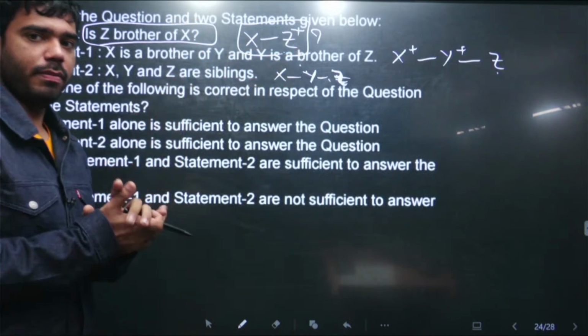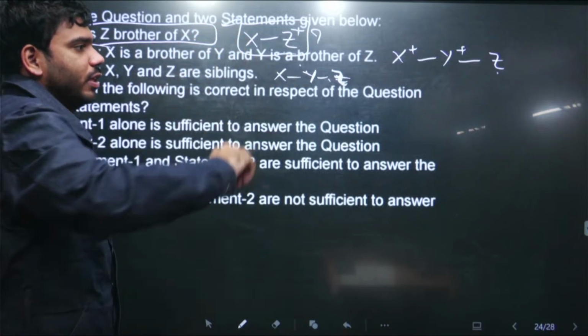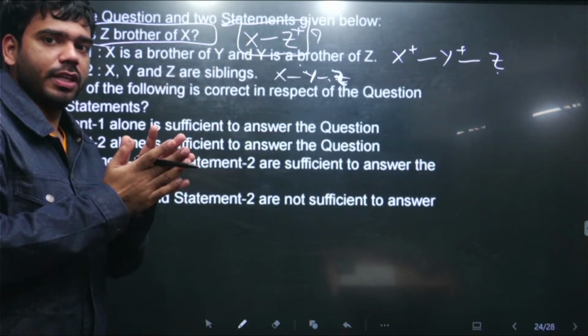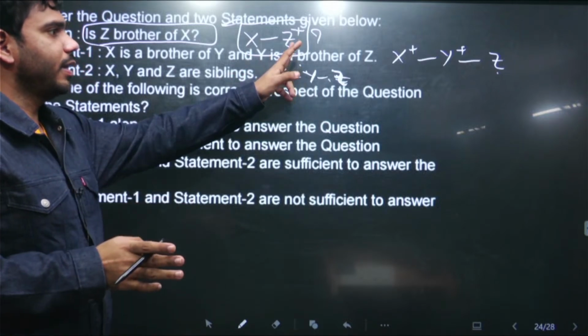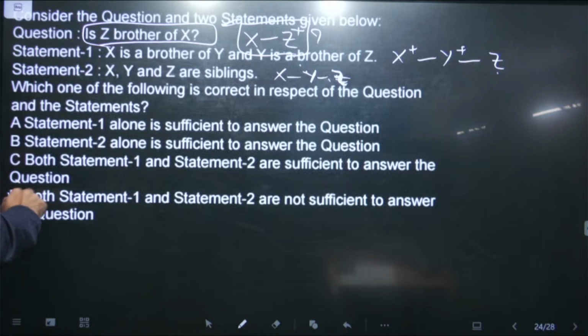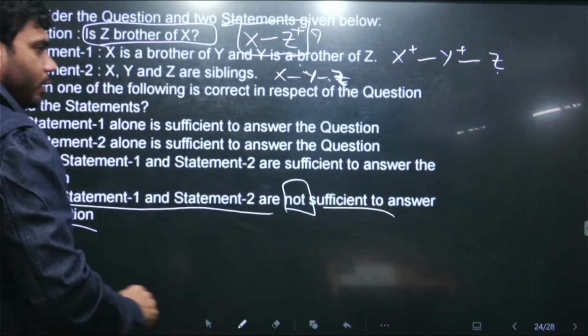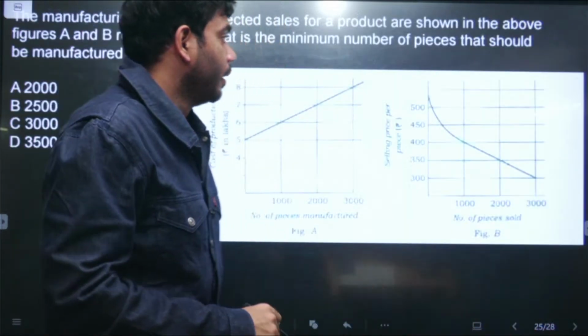यहाँ हमको problem ये है. Here we know that X and Z are siblings. That has been established from either of the 2 statements. But using both of the 2 statements we cannot conclude whether Z is a male or Z is a female. So option number D. Both statements 1 and 2 are not sufficient to answer the question. Right? This is the next question.